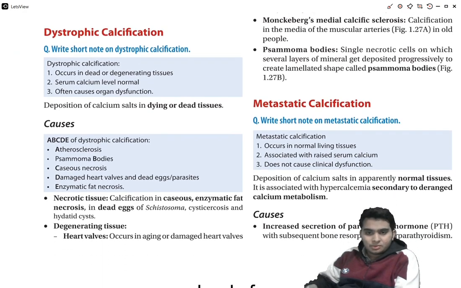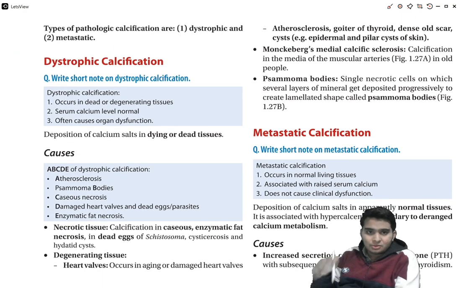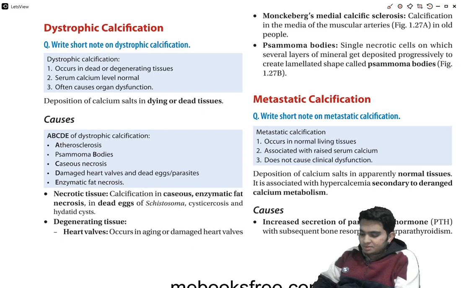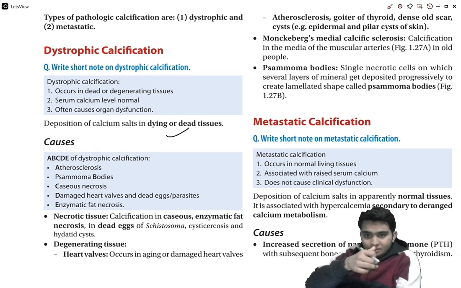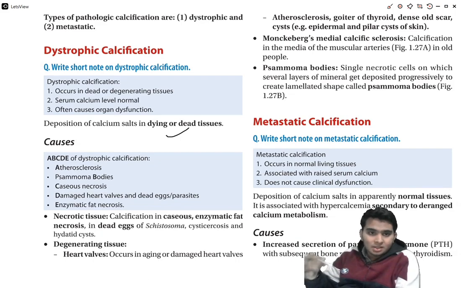Now, there are two types of pathological calcification, dystrophic and metastatic. So let's talk about dystrophic calcification first. It is the deposition of calcium salts in dying or dead tissues. There are three points you have to remember about dystrophic calcification: it occurs in dead or degenerating tissues, serum calcium levels are normal, and it often causes organ dysfunction.